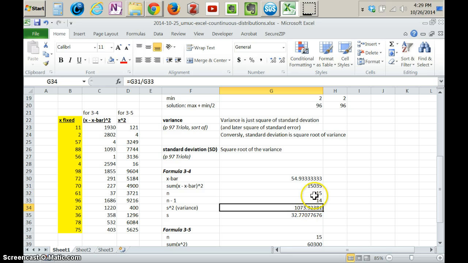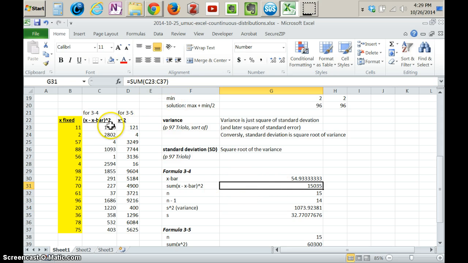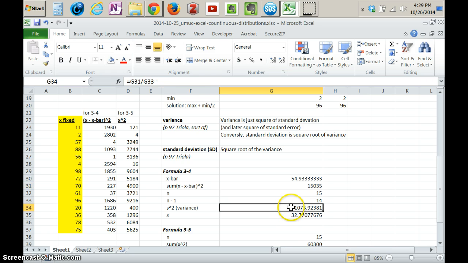So let's go and do everything that's under the, or actually show you where I put this first. I could have summed and put it down here, but I put it over here. Sum of C23 through C37. So this is that quantity in the numerator, sum of x minus x bar squared. Then when we want to calculate what's under the radical, all we need to do is G31, sum of the x minus x bar squared, sum of the squared deviations, and divide by G33, n minus 1. And then when we want to actually finish this and get the standard deviation, we just take the square root of G34.